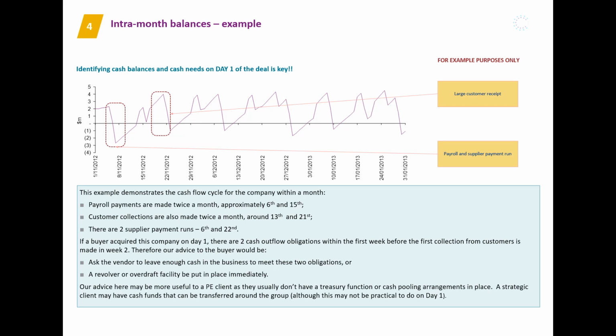So if a buyer acquired this company on day 1, there are 2 cash outflow obligations within the first week before the first collection from customers is made in week 2. Therefore, our advice to the buyer would be to ask the vendor to leave enough cash in the business to meet these 2 obligations, or set up a revolver or overdraft facility to put in place immediately.